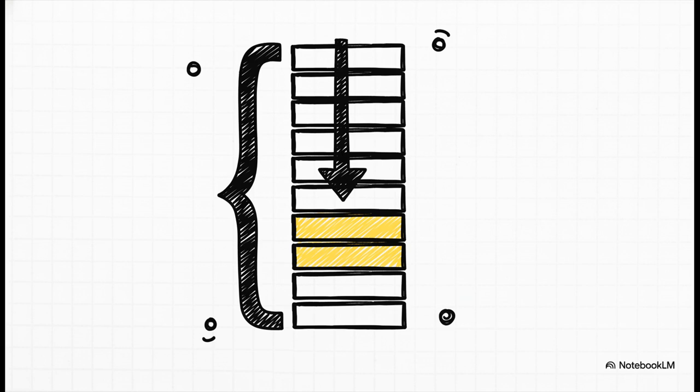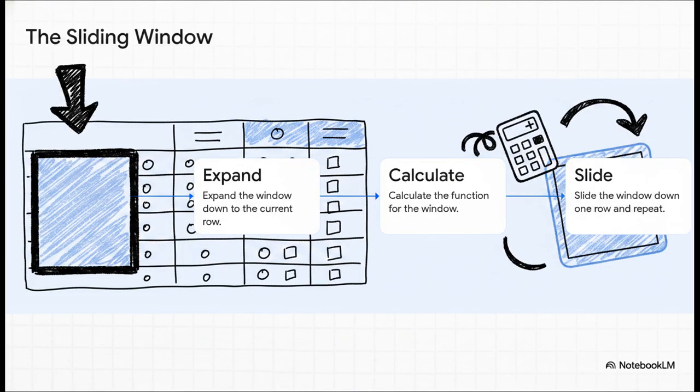All it means is that for every single row the function evaluates, it builds a specific frame of data. It's basically saying, hey, start at the very beginning of my partition, that's the unbounded preceding part, and calculate all the way down to the exact row I am sitting on right now. It really helps to think of it as a tangible physical frame moving down a spreadsheet. That is your sliding window.